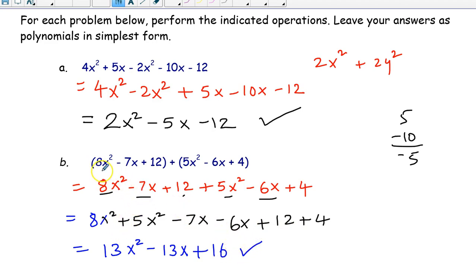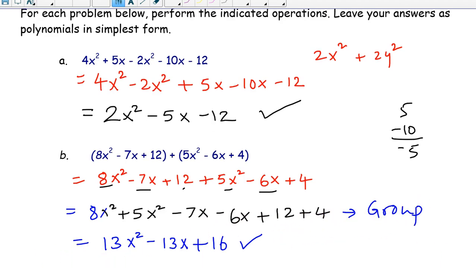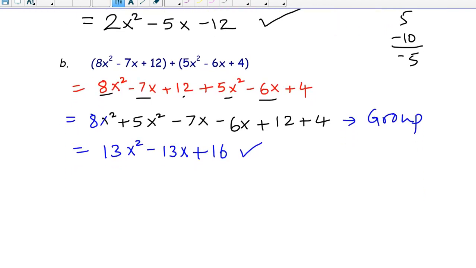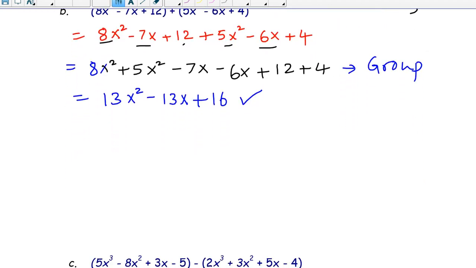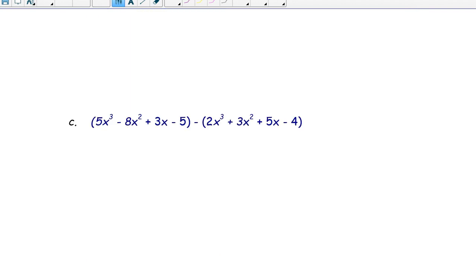So what is the first step? You take off the parentheses, drop the parentheses, then group the like terms, then simplify. This is where you grouped them. Group the like terms and then simplify. Now the third problem, you are looking at subtraction. How do you subtract two polynomials?